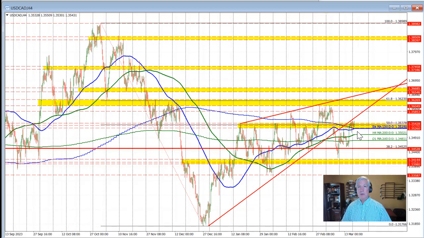Right now, the buyers are trying to take more control on the dollar versus Canada. We'll see if we can extend to the upside, and if we do, get away from this 50% and the high of the swing area, you could see further momentum in the direction of the break.